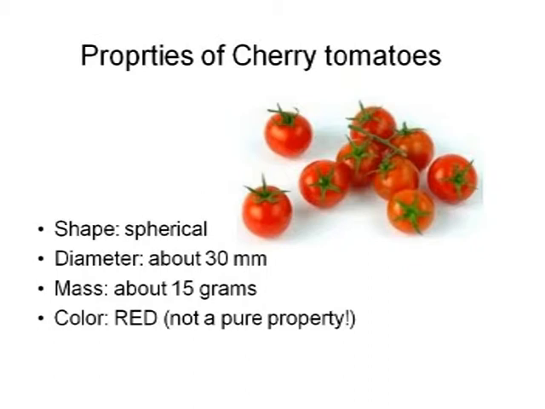The tomato is characterized by a spherical shape, diameter of about 3 centimeters, mass of about 15 grams, and a red color. In contrast to other properties, the color is not a regular property of the tomato, as we will see in this presentation.